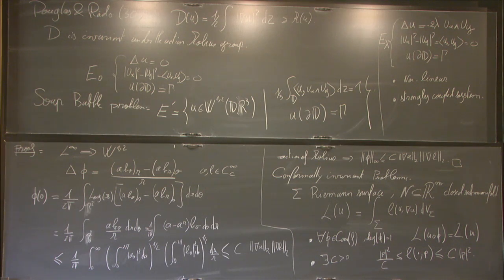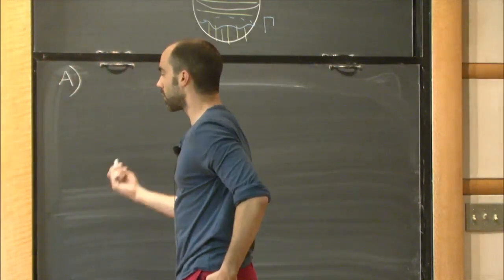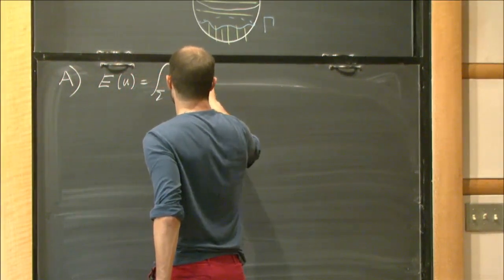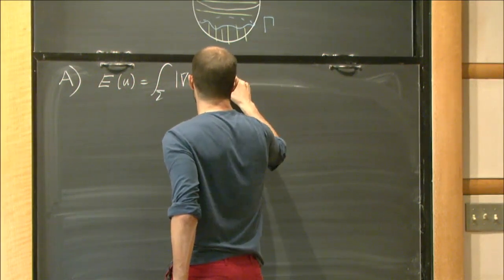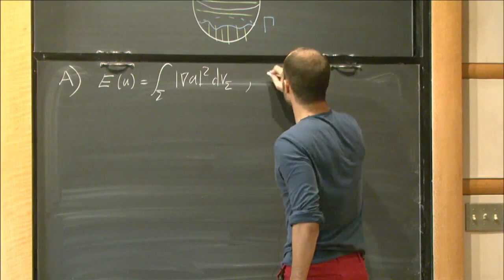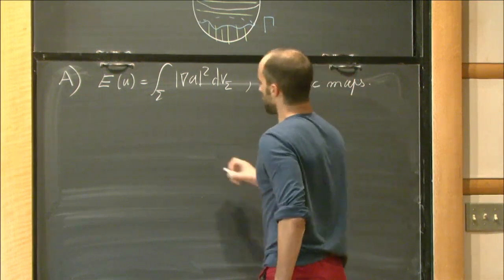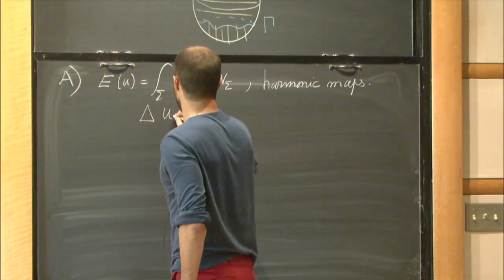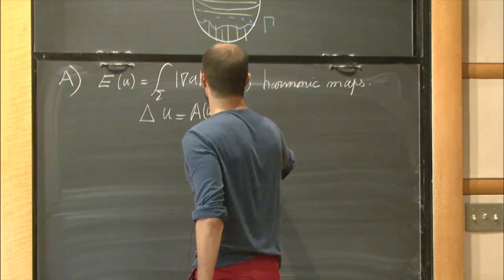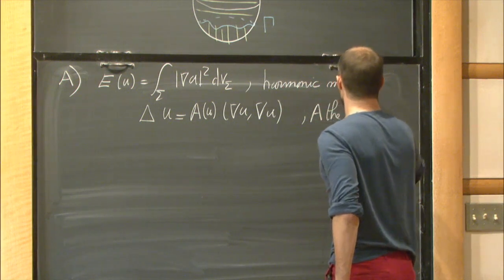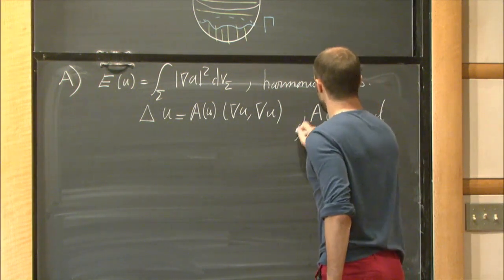So of course there are many functionals that satisfy those properties. I will just speak about three fundamental examples. The first one is the energy itself, whose critical points are the so-called harmonic maps, and whose equation is Laplace u equals A(u)(nabla u, nabla u), where A is the second fundamental form.